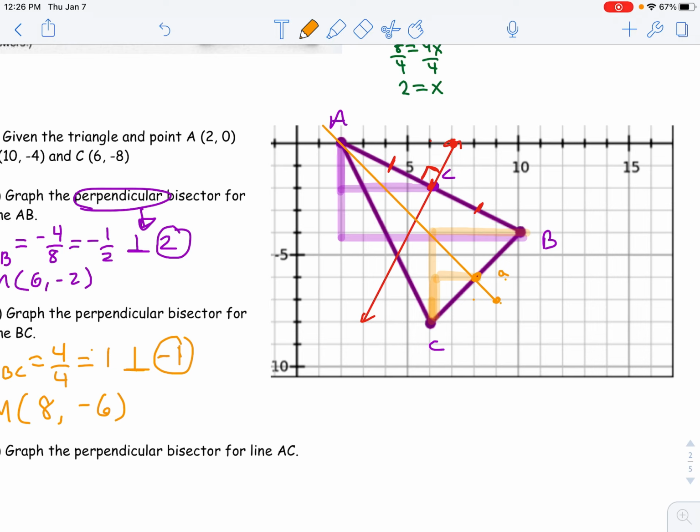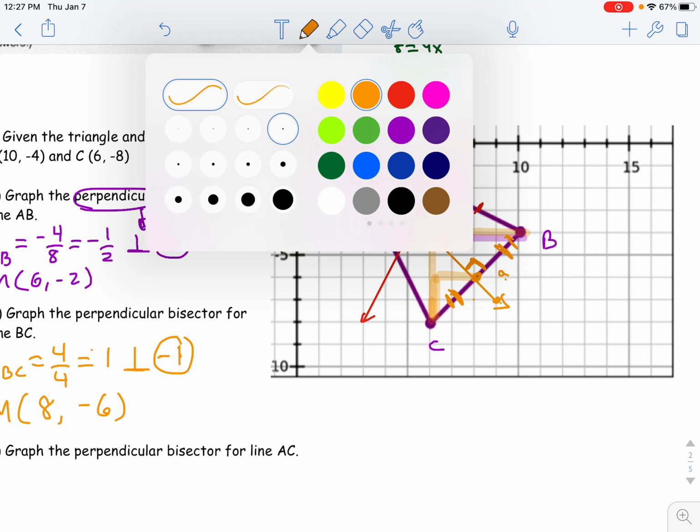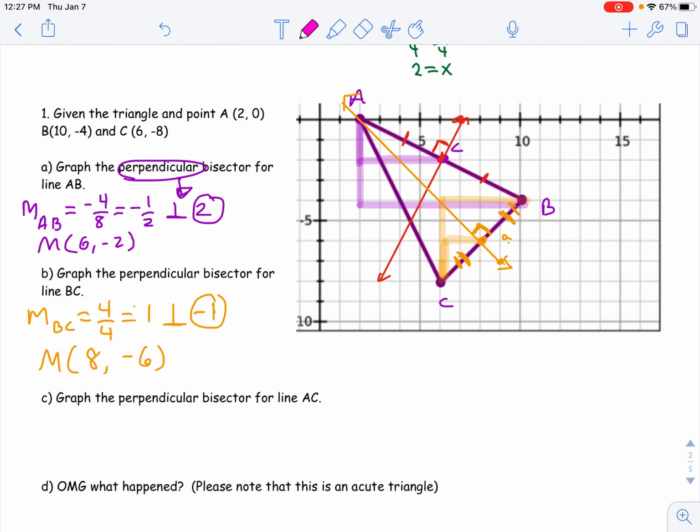But I got enough, I can just connect these 2 points. And you might be wondering, what is going on? Why are we doing this stuff? Well, it's about to get really cool. And just to be clear, this orange line is perpendicular to BC and it bisects it. I should technically put 2 tick marks. All right. And then this last one, we got AC. We're gonna do all this junk again for AC.